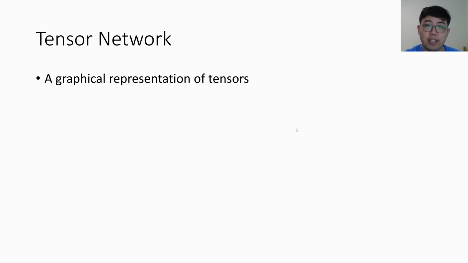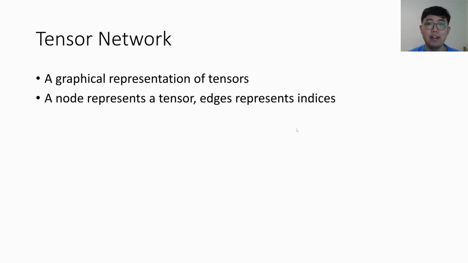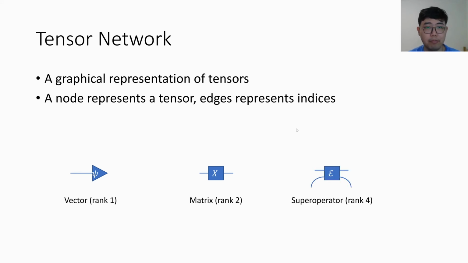Now we introduce the tensor network. Tensor network is a graphical representation of tensors. A node represents a tensor, and edges represent the indices of the tensor. For example, a vector is represented by one node and one edge. A matrix is represented by one node with two edges, and a superoperator, which is a mapping between matrices, has 4 indices, which is represented by a node with 4 edges.